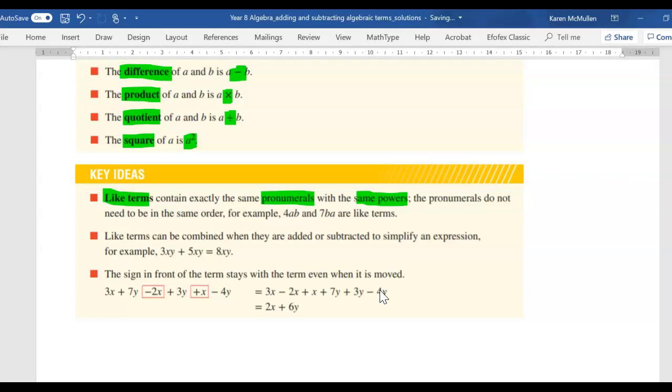The pronumerals do not need to be in the same order. That's also important because we're multiplying. So here we've got 4 times A times B and 7 times B times A. They're like terms because when you're multiplying numbers, the order doesn't matter.